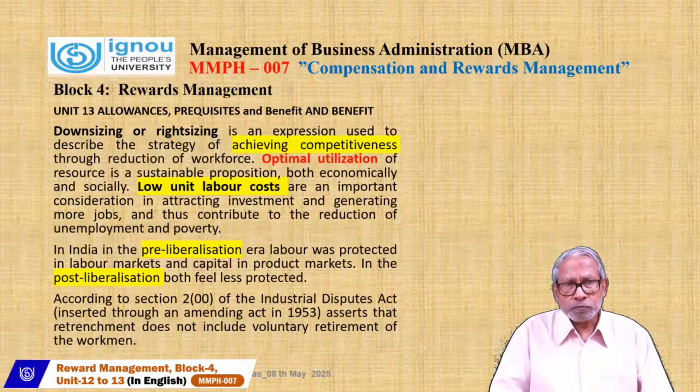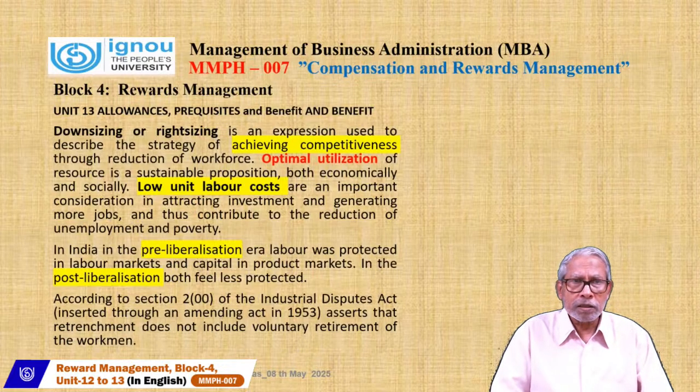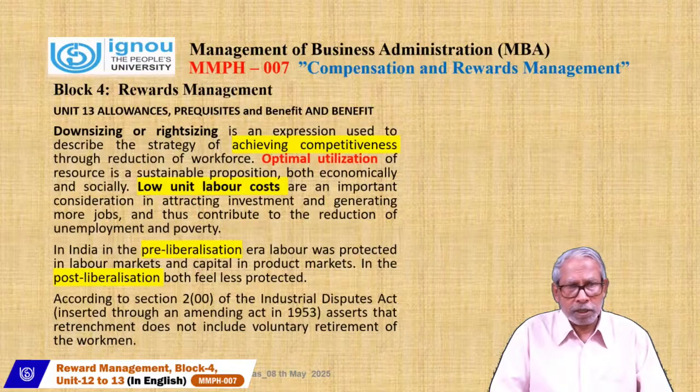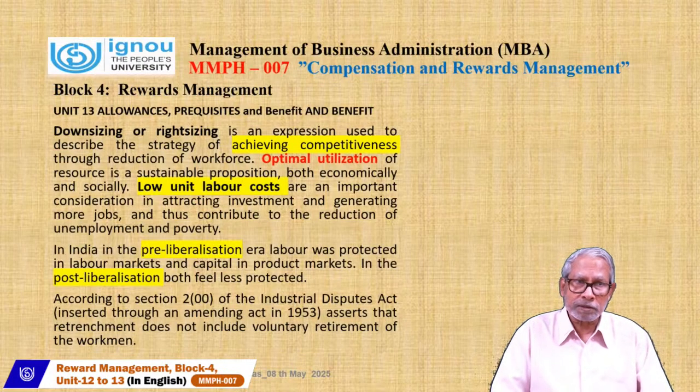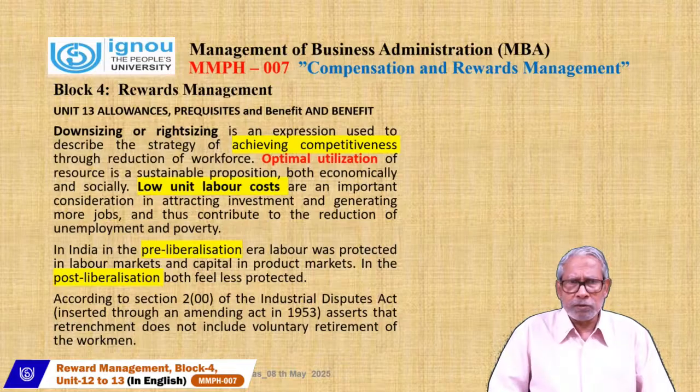Now coming to downsizing, or right-sizing. Now we are talking about the allowances, perquisites, and benefits. It is a part of your unit number 13. Downsizing nowadays is a common phenomenon. Most of the companies are doing it.